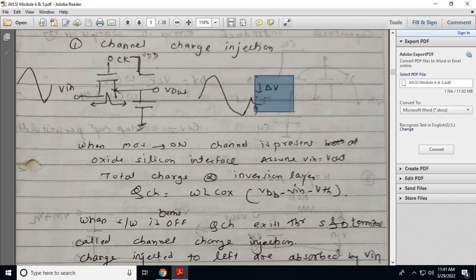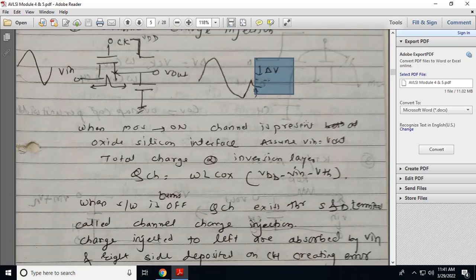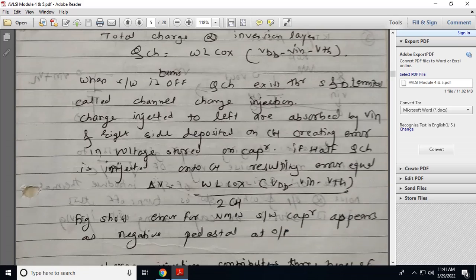Whatever charges are available in the channel are injected at the input side and output side when the transistor is turned off, so it will affect the output voltage. It will give the error, that is, delta V is the error voltage, and that is given by this equation: delta V is equal to WL Cox (VDD minus Vin minus VTH) divided by 2CH.